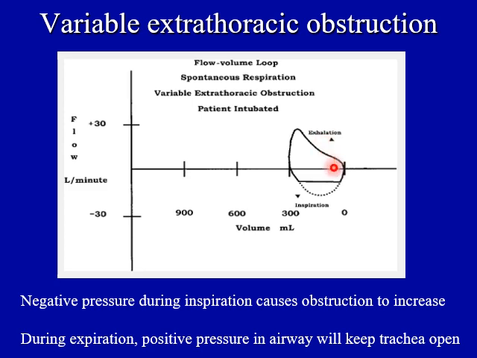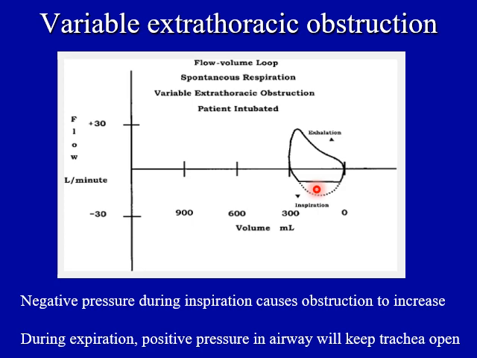So here this dotted line is the normal loop. Here what is happening? There is a decrease in the inspiratory flow, followed by a normal exhalation. That means this is a variable obstruction. Which type of variable obstruction is this one? When is the inspiratory limb affected?